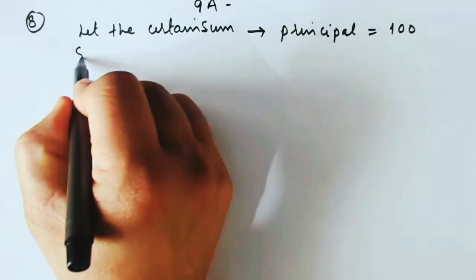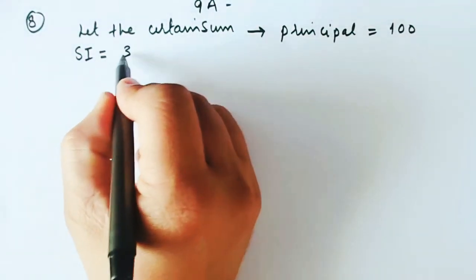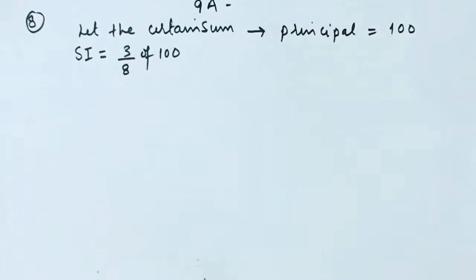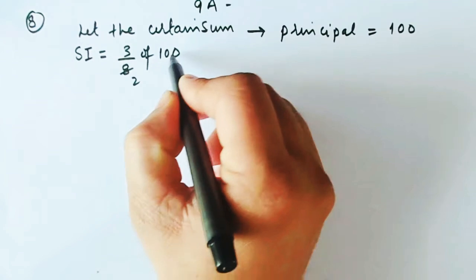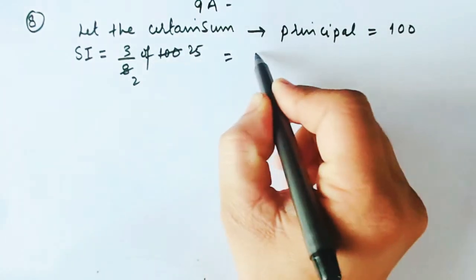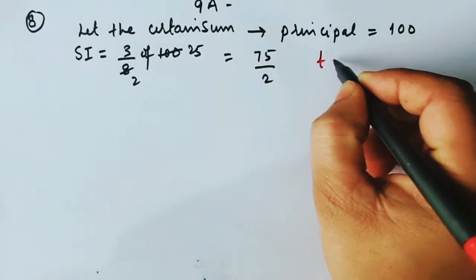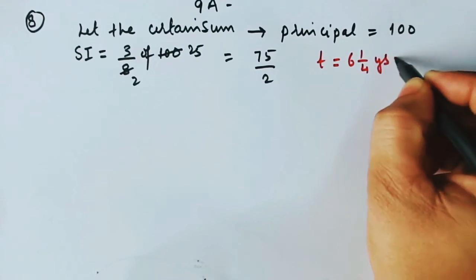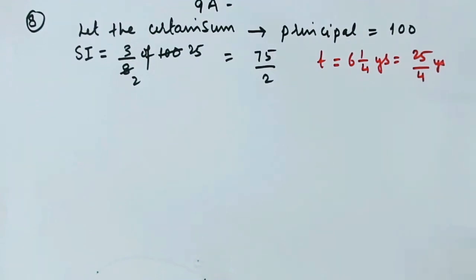Now what are they saying? They are saying that the simple interest on rupees 100 is equal to 3 by 8 of the sum. 3 by 8 of 100, so what does that mean? Come on. 4 2s are 8, 4 25s are 100, so 75 by 2. This is your simple interest. They have also mentioned the time. That time is equal to 6¼ years, this means 25 by 4 years.